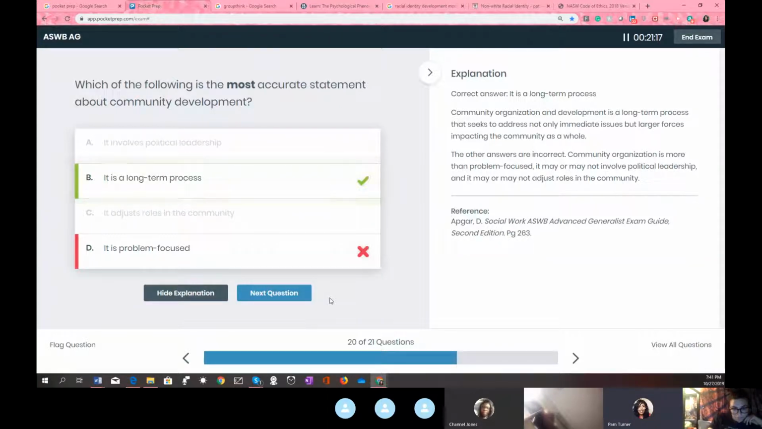Community organization and development is a long-term process. It seeks to address not only immediate issues, but larger issues, okay? So I really want to address things that are going on in the community. It takes a long time. I've got to make sure that I get all of the powers that be involved, but I'm not expecting it to be a short-term issue. The community has been the same way for many, many years, and though there is unhappiness or we want to change things, it really might take a long time.